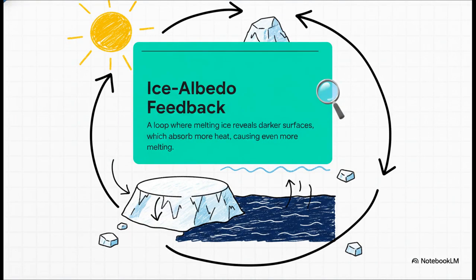It's because of something called a feedback loop, specifically the ice albedo feedback loop. Think about it. Bright, white ice is like a giant mirror reflecting sunlight back out to space. But when that ice melts, it reveals the dark ocean or land underneath. And dark surfaces don't reflect heat, they absorb it. So the darker surface absorbs more heat, which melts more ice, which reveals more dark surface. You see where this is going? It's a cycle that just feeds itself, supercharging the warming at the poles.